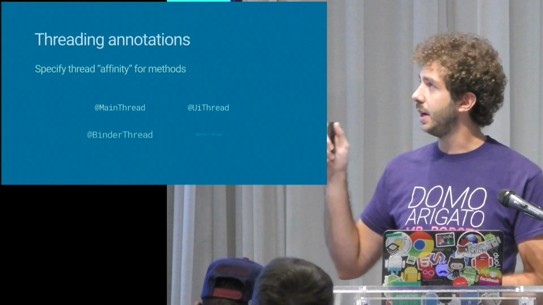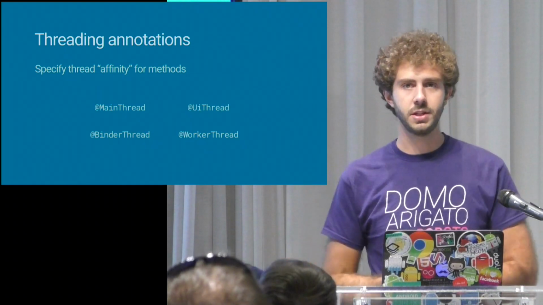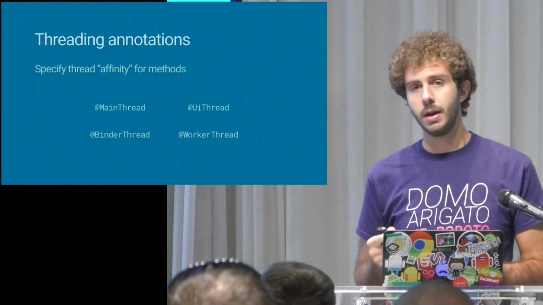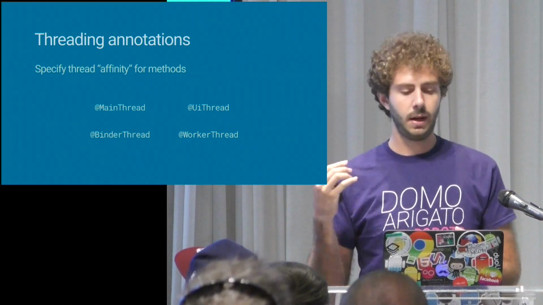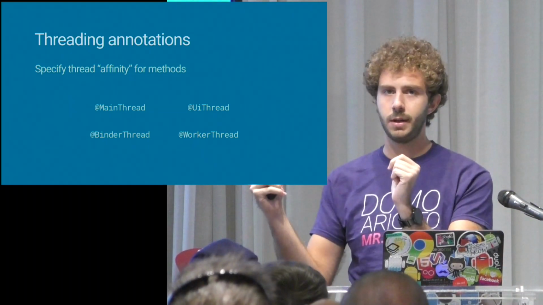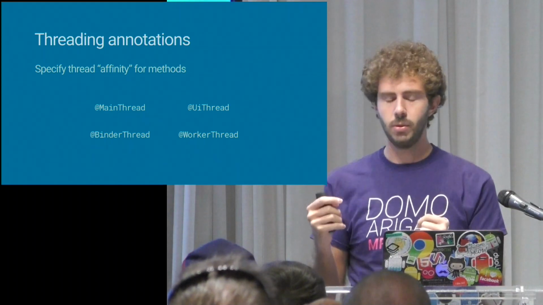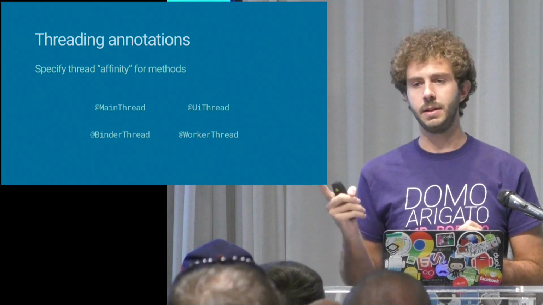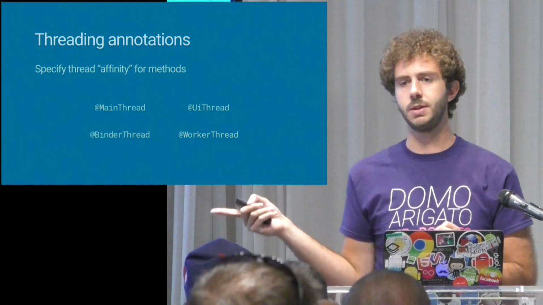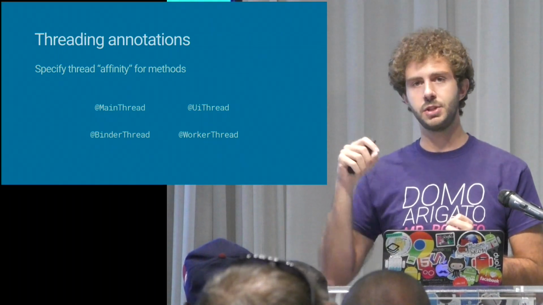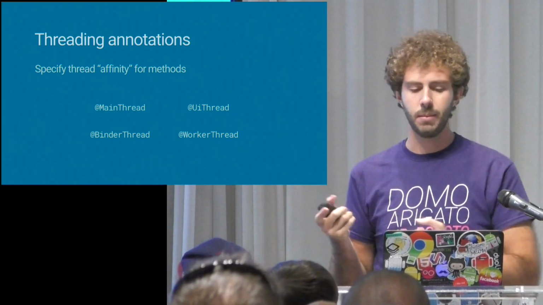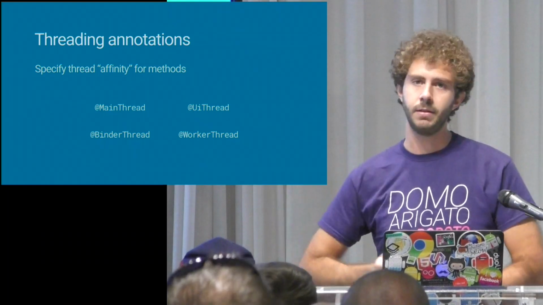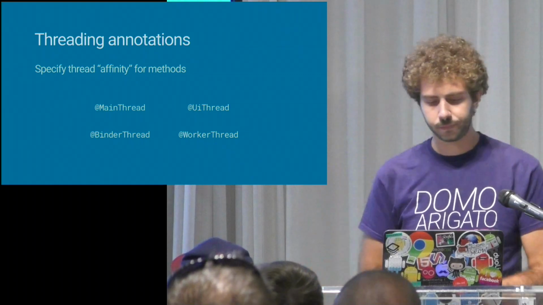And there's actually 4 annotations in the family: main thread, UI thread, binder thread, and worker thread. You might think main thread and UI thread are the same thing. Yes and no. There's only one main thread in a process, which also is a UI thread. But in an application, you can have multiple UI threads. So you need both of them. But most of the time, you will just use the main thread annotation anyway.